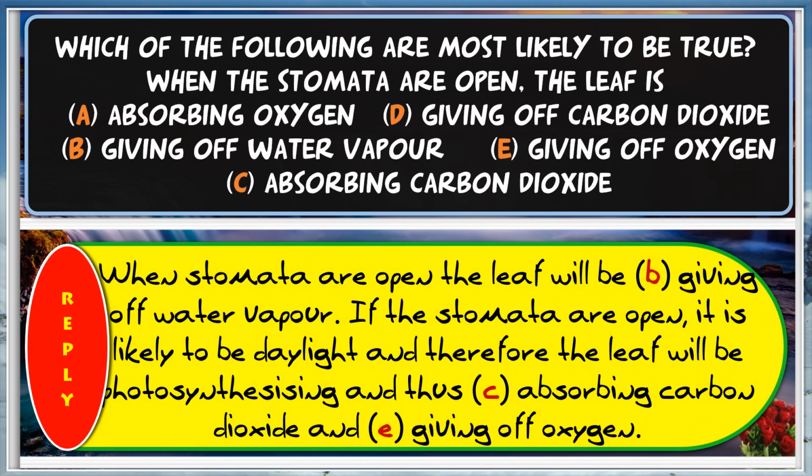When stomata are open, the leaf will be B. Giving off water vapor. If the stomata are open, it is likely to be daylight, and therefore the leaf will be photosynthesizing, and thus C. Absorbing carbon dioxide, and E. Giving off oxygen.